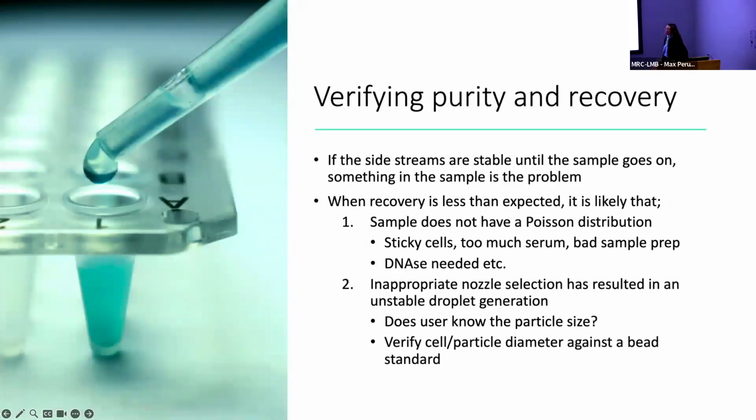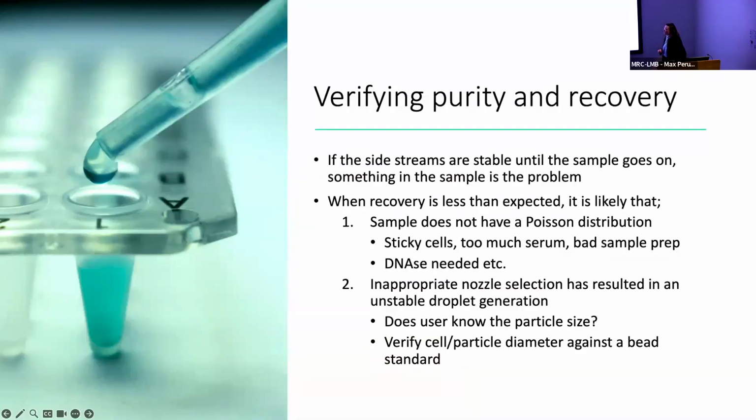So a little bit about verifying the purity and the recovery. When we actually set up the sorter, we always do a test sort. So we're testing the stability of the side streams before we put on any sample. If the side streams are stable until the sample goes on, it's usually something in the sample that's the problem. And that typically means that the sample itself is too concentrated or the cells are too sticky, they haven't been filtered. So when the recovery is less than expected, it's very likely that the sample did not have a sound distribution through the sorter.